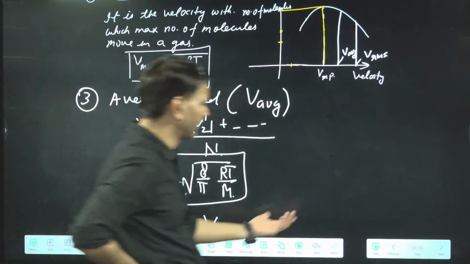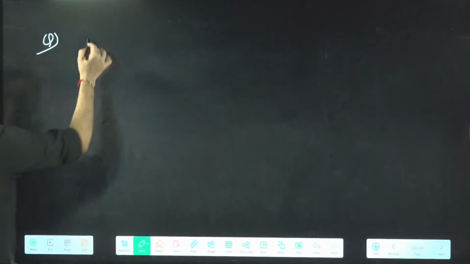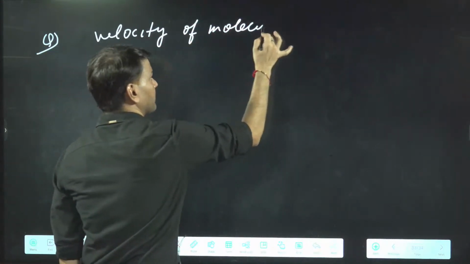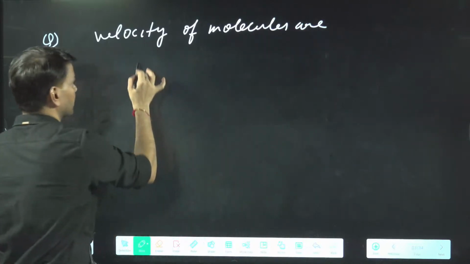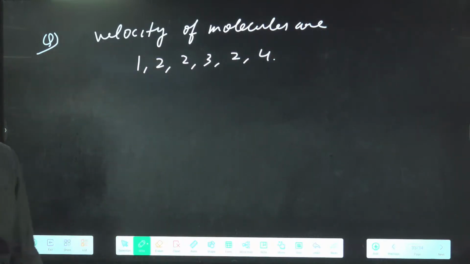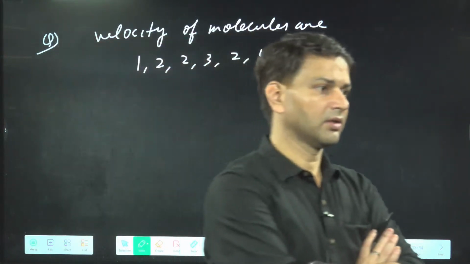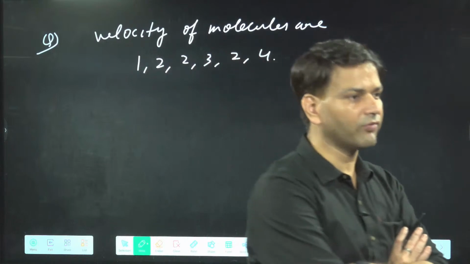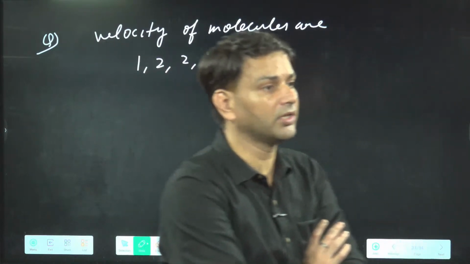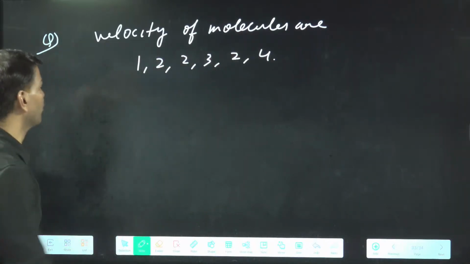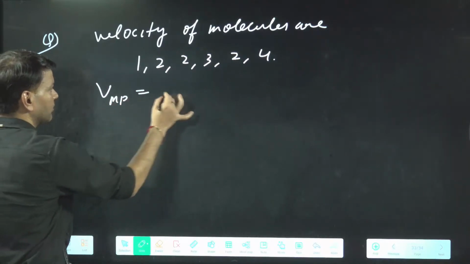Okay, so most probable, they will ask by either formula, rarely. Otherwise, in this type of problem, they will give the velocities of molecules, and ask what is the most probable velocity. Mean free path will come later. So what is the most probable? VMP you will get as 2 meter per second.